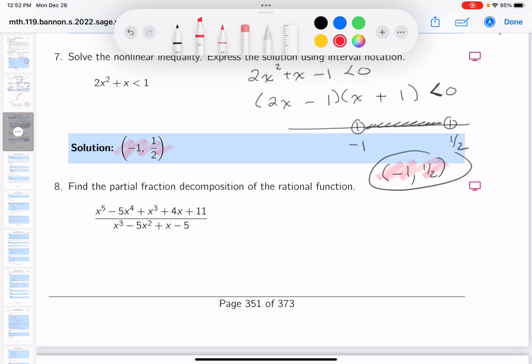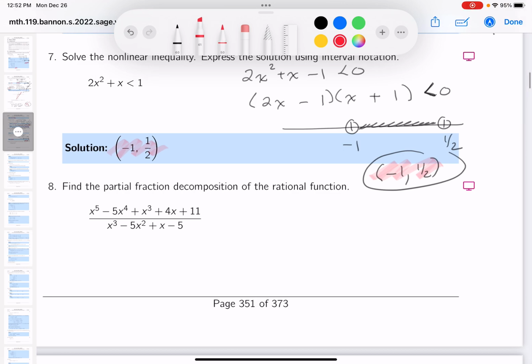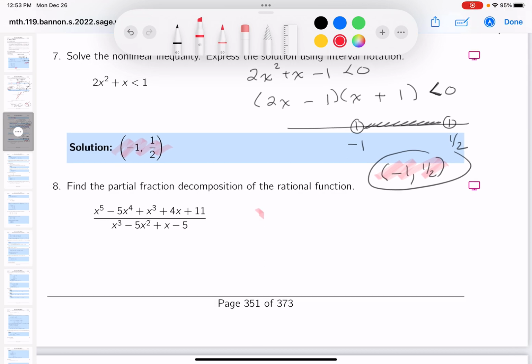Okay, let's start at the beginning, and it's going to be in steps. The first thing I have to do is, the degree of the top is bigger than the bottom, so I have to do long division. And let me put this down. So the long division, again, it's problematic.